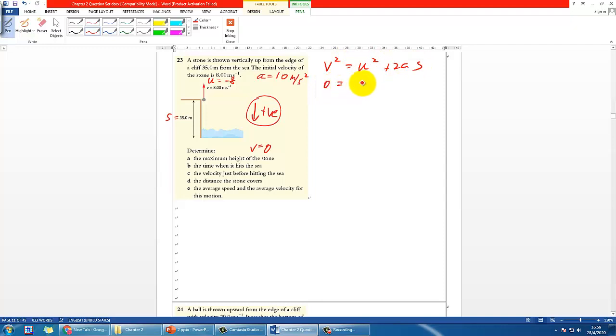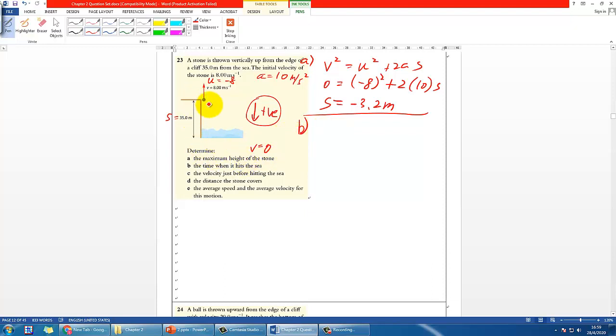So v is 0, u is -8, a is 10, and you can find s to be -3.2 meters. Okay, for part A. Part B is the time when it hits the sea. I hope you can still learn from the example that we did. Let's just try to do it straight away.